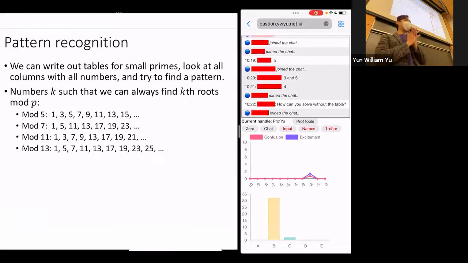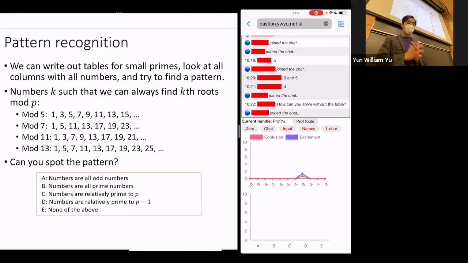So I'm just going to go ahead and give you the numbers k such that we can always find kth roots. Can you spot the pattern? And because this pattern is a little bit complicated, I'm going to give you a couple of options. So what is the pattern of all of these numbers?